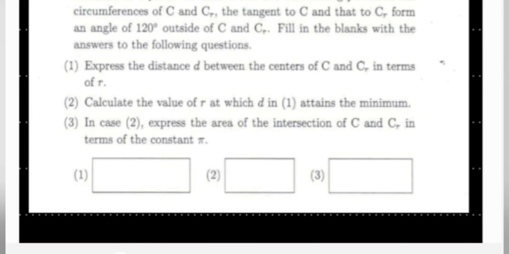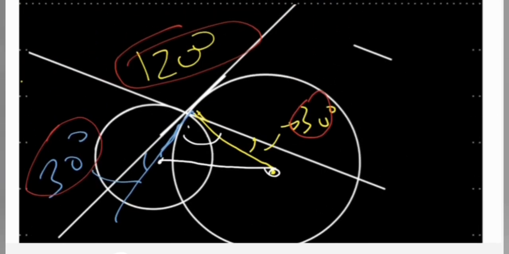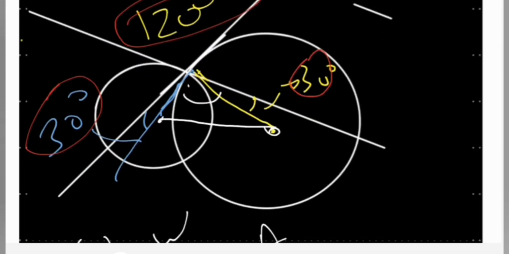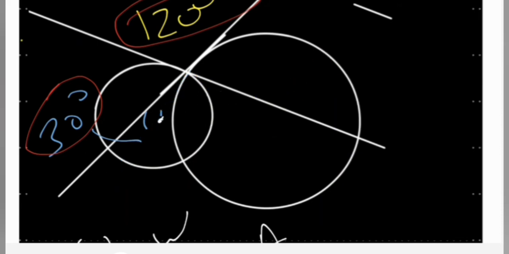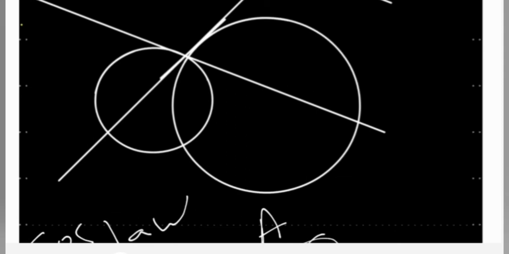So in case 2, express the area of the intersection of C and C_R in terms of the constant P. So what does he want now? Look, this was our circle, right? So our circles are over here. Let's take all of this out. So the intersection that he's talking about is this part over here, okay? Now this is the area that he wants.